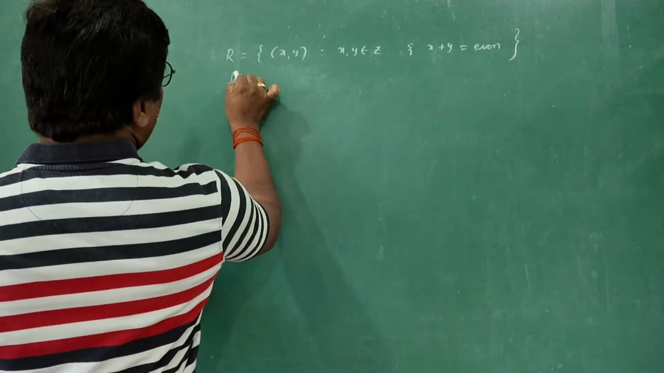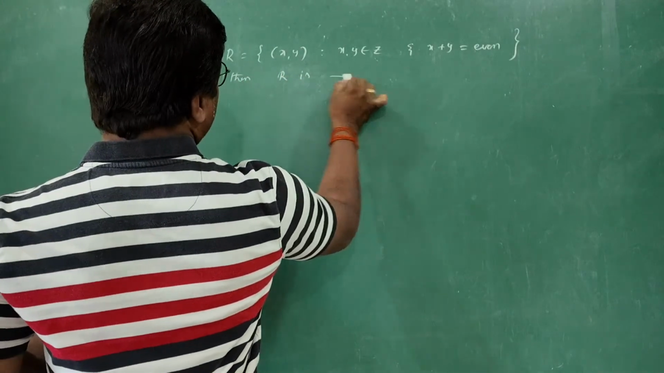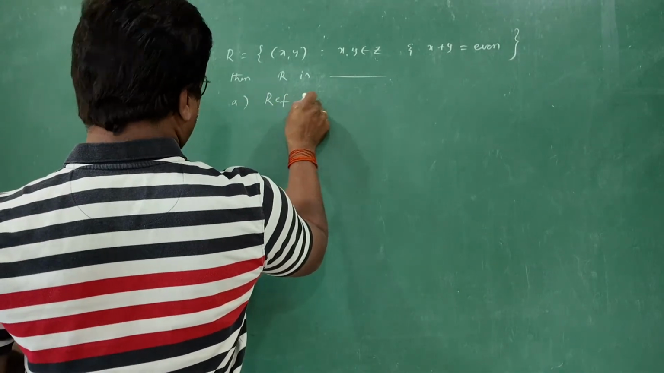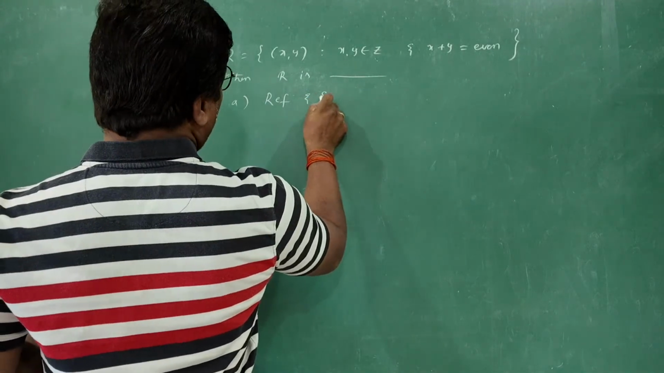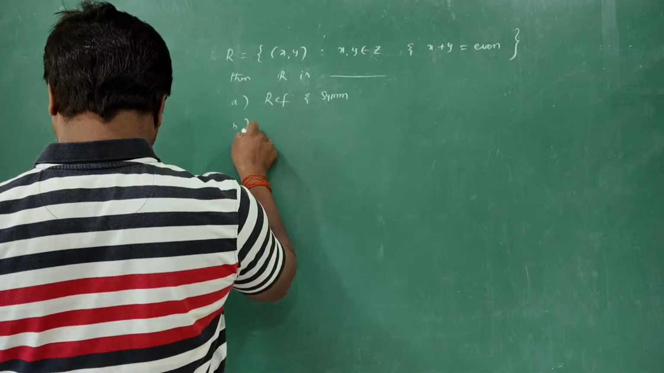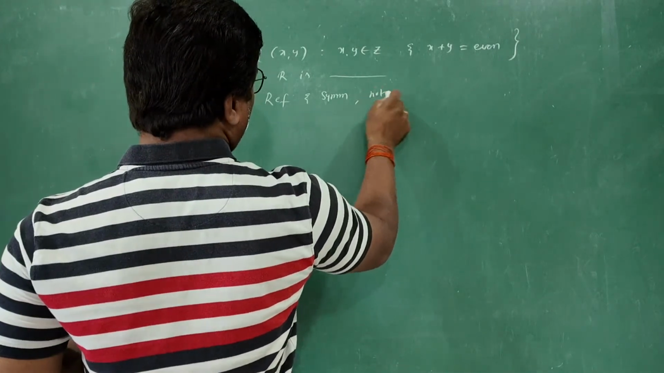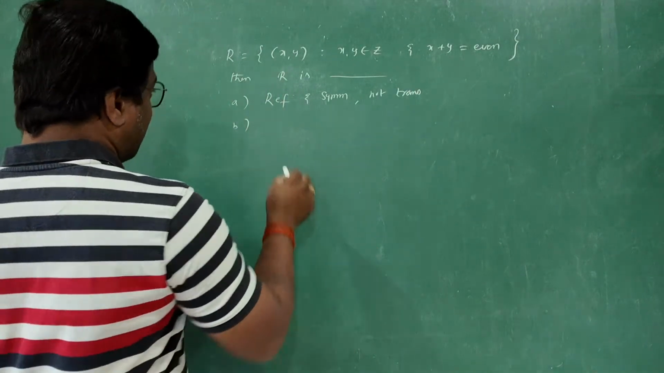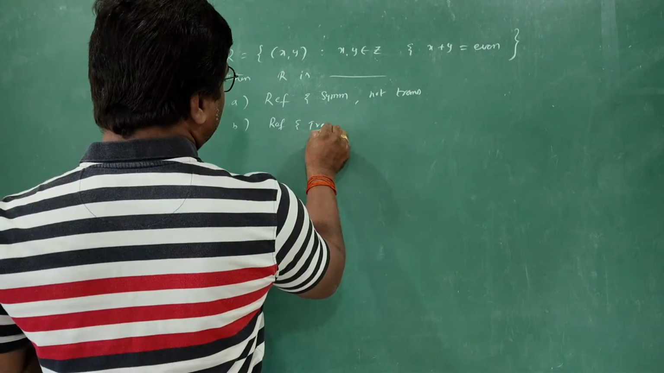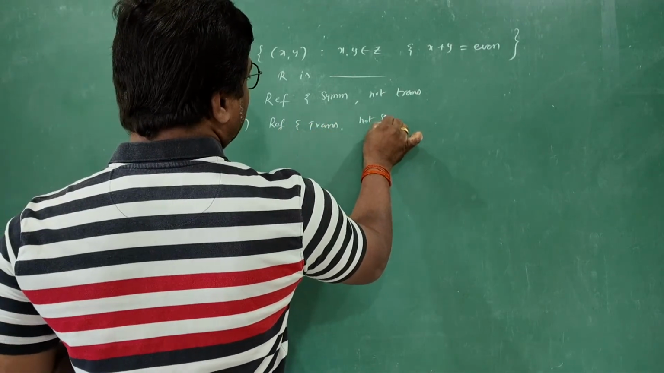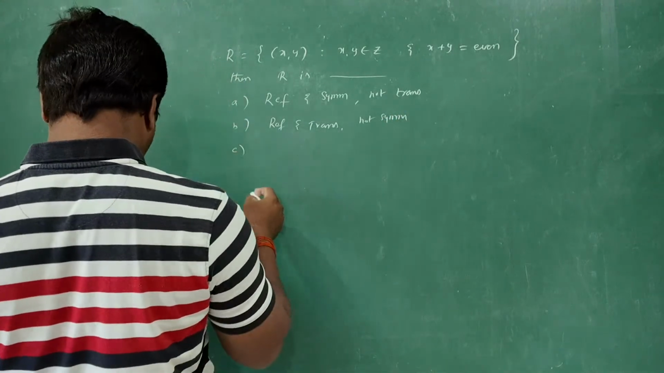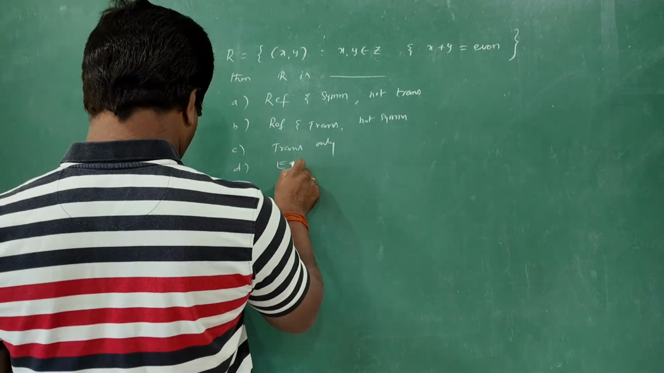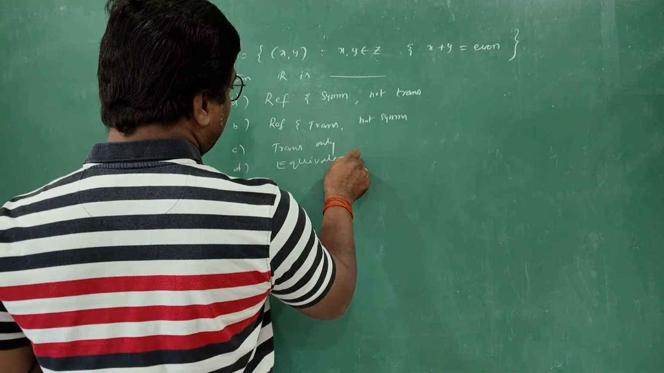Then the relation R is: option A, reflexive and symmetric but not transitive. Second option, reflexive and transitive but not symmetric. Option C, transitive only. Option D, equivalence relation.